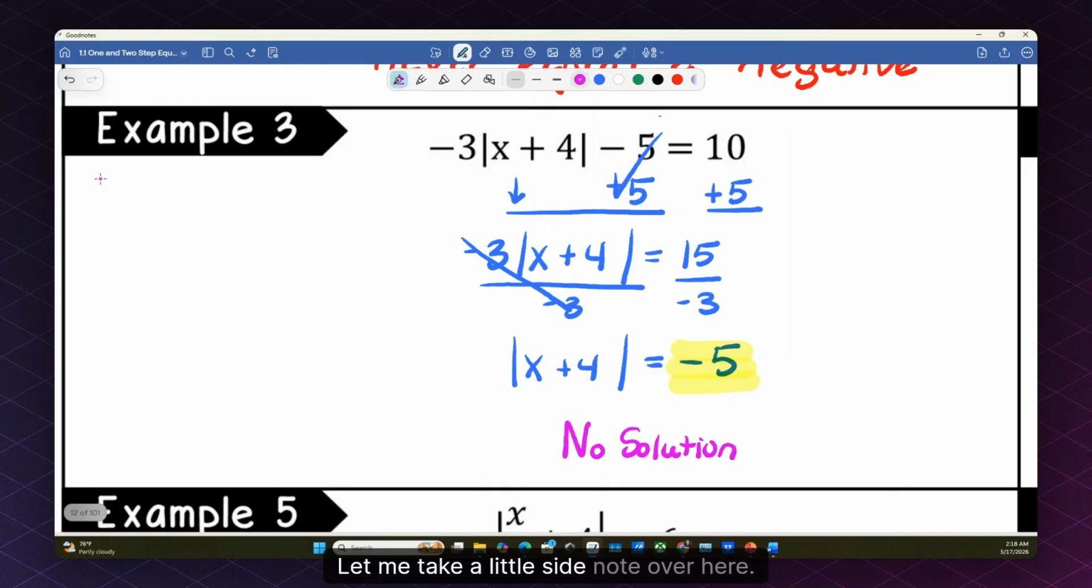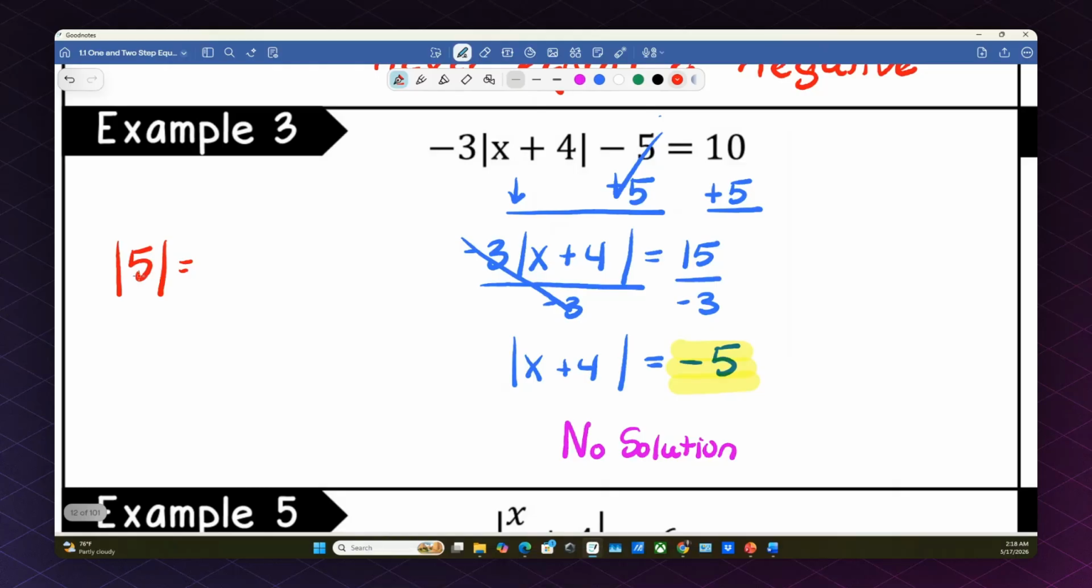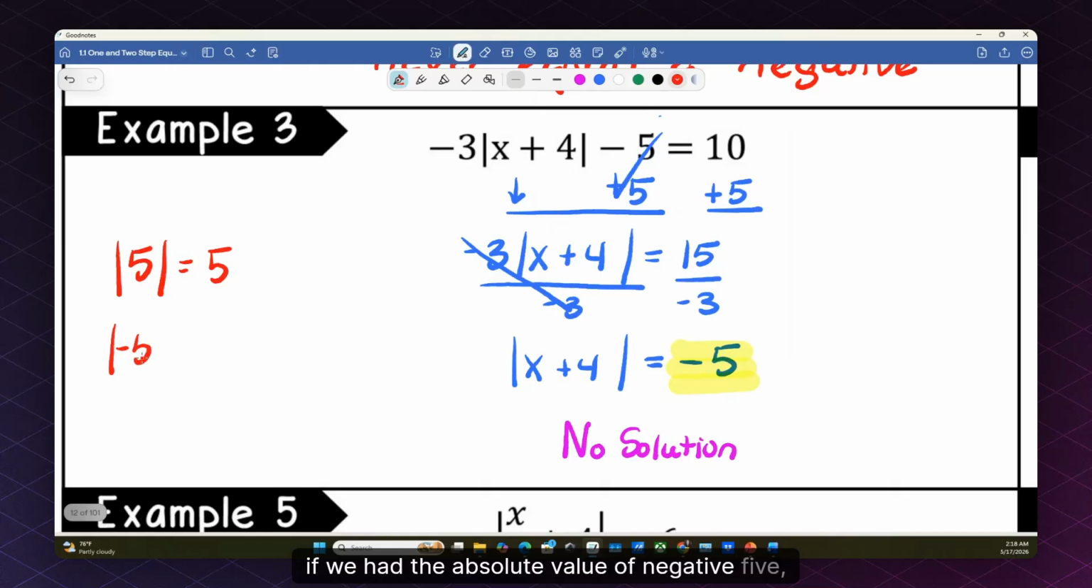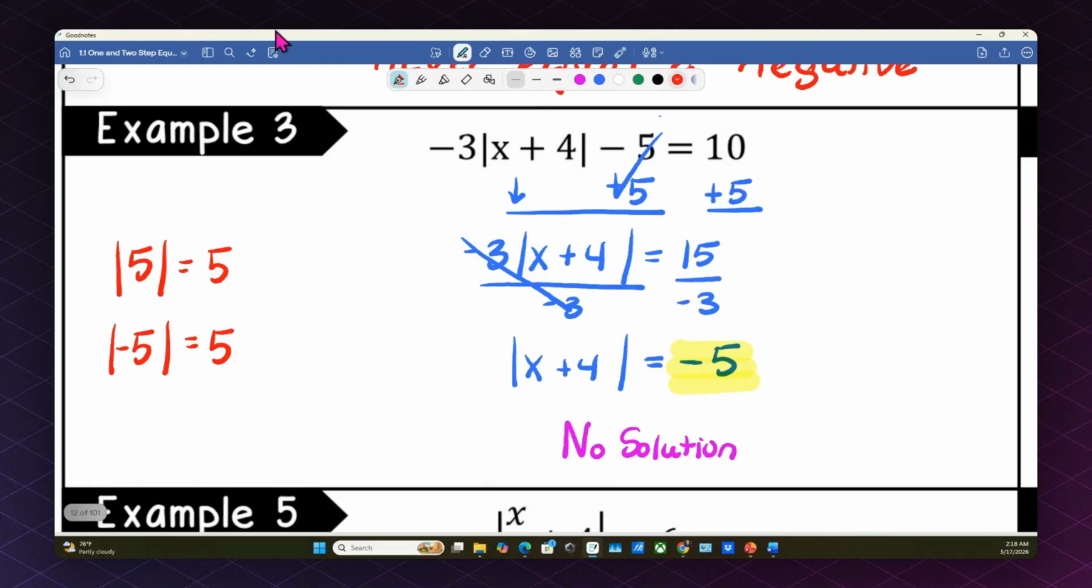Let me take a little side note over here. You don't have to write down this portion, but I just want to remind you, if we had, say, the absolute value of 5, that's the distance from 0. So 5 is going to be 5 units from 0. Well, if we had the absolute value of -5, that's still 5 units from 0. The absolute value of a negative is still a positive. So there is no math way for an absolute value that is by itself to ever equal a negative. And that is why there is no solution to this problem.